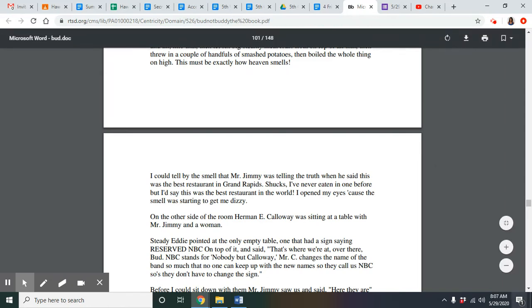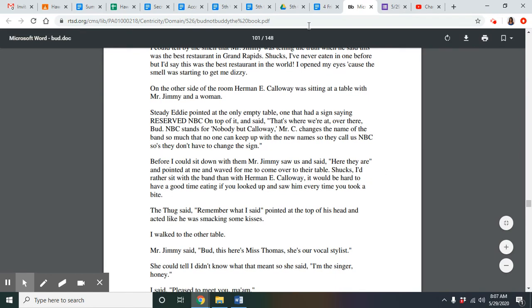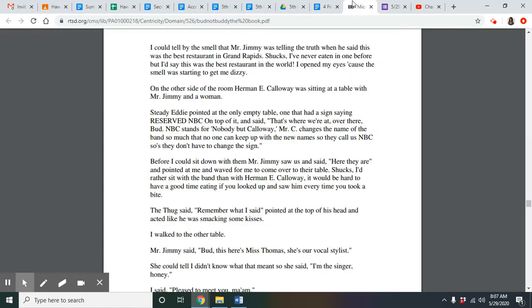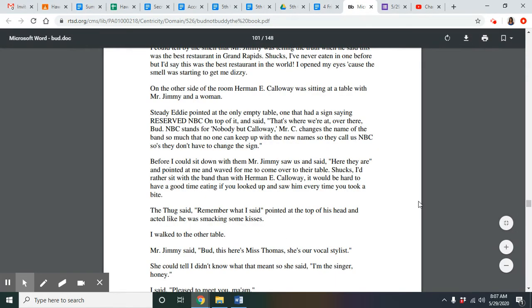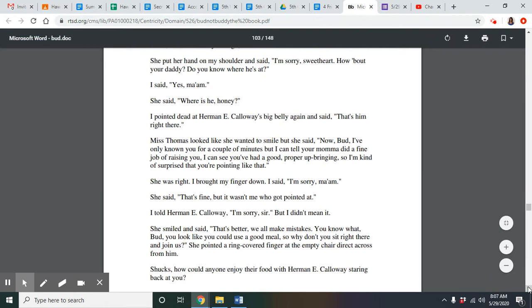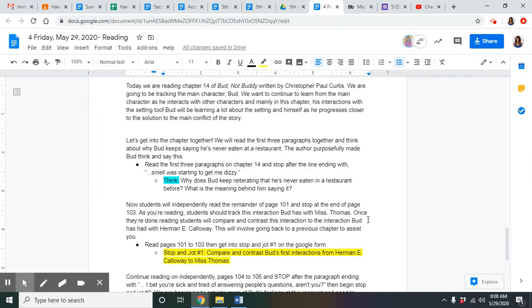All right, now you are going to get into the remainder of page 101, and you're going to stop at the end of page 103. So pages 102 and 103, stopping at the end of page 103. You are going to read independently, and then you're going to get into the first stop and jot, comparing and contrasting Bud's first interactions from Hermione Calloway to Miss Thomas.